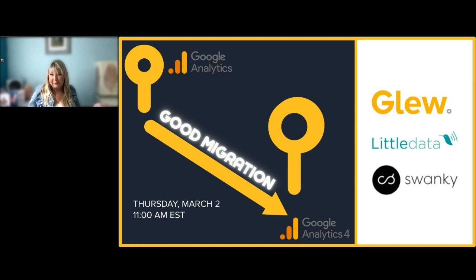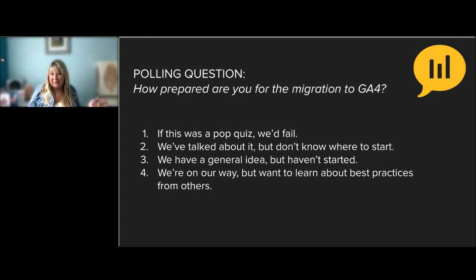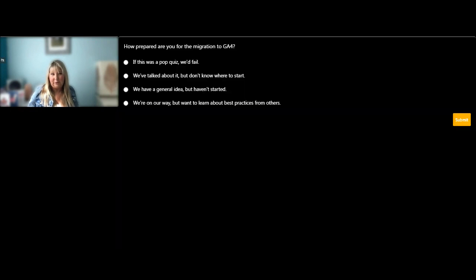And one of my favorite features about On24, which we're going to get into right now, is the polling questions. So we're just going to get started by getting a general sense of how everybody is doing right now in their migration process. So I'm going to pop up the polling question here. You should be able to just pop right in and select your answer. The first option is, if this was a pop quiz, we'd fail. 2, we've talked about it, but don't know where to start. 3, we have a general idea, but haven't started. Or 4, we're on our way, but want to learn about best practices from others.